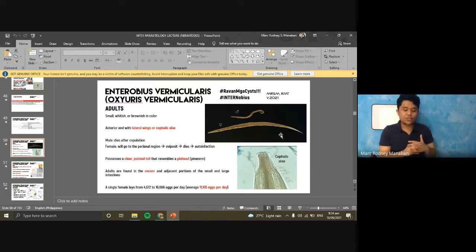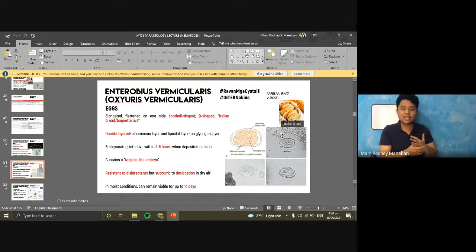Next, of course, for the eggs, very important, no, and distinct characteristic, D-shaped. Ayan, please take note, D-shaped, football-shaped, or it could resemble an Italian bread or baguette ova. Parehas aling nasa picture, di ba? So, kato na mga bread na ginagamit for mga garlic bread sa lasagna, ganun, shock na sarap. Okay, ayan, sige. So, elongated siya, flattened on one side. Okay, so football-shaped, D-shaped, or Italian bread, baguette, ova.